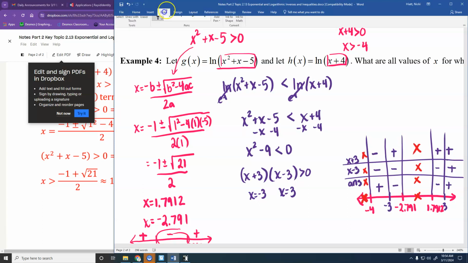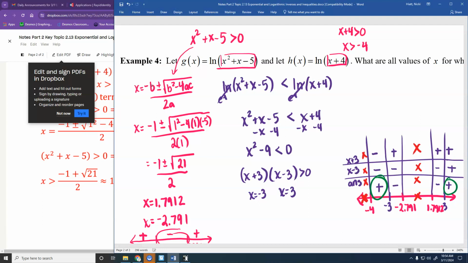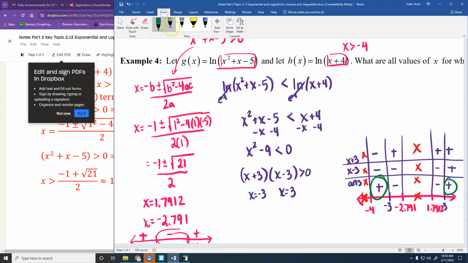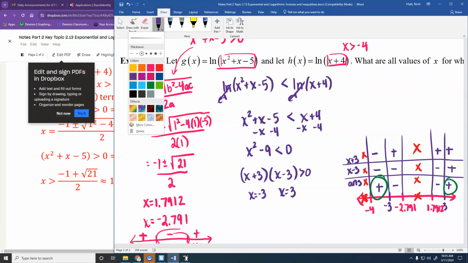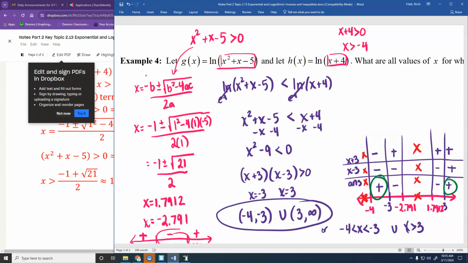And we are looking for the positive answers because this is greater than 0. So right here and right here. And so our answer, we would say, is negative 4 to negative 3 and 3 to infinity. Or you might see it written negative 4 less than x less than negative 3, and x is greater than 3. So either this or this would be our answer.